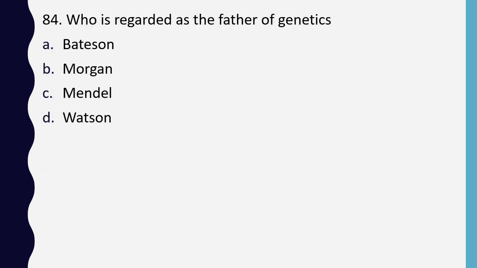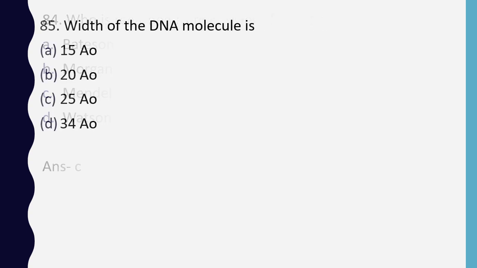Question number 84. Who is regarded as the father of genetics? Bateson, Morgan, Mendel, Watson. Correct answer is option C, Mendel. Question number 85. Width of DNA molecule is 15 Angstrom, 20 Angstrom, 25 Angstrom or 34 Angstrom. Correct answer is option B, 20 Angstrom.